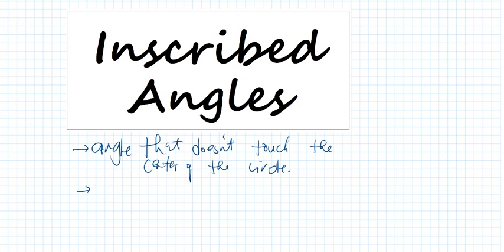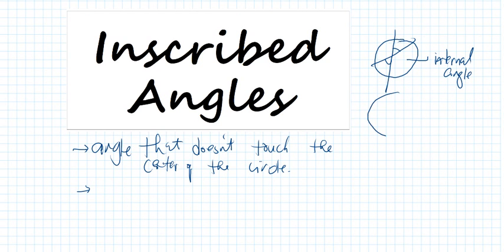So where is the angle? If you're talking about an inscribed angle, where is the angle? It's in the circle. So this is in the circle. That is an angle, right? It doesn't touch the center. Is this an inscribed angle? What do you think? No, these are called internal angles. Okay, they are internal angles, but not central angles.